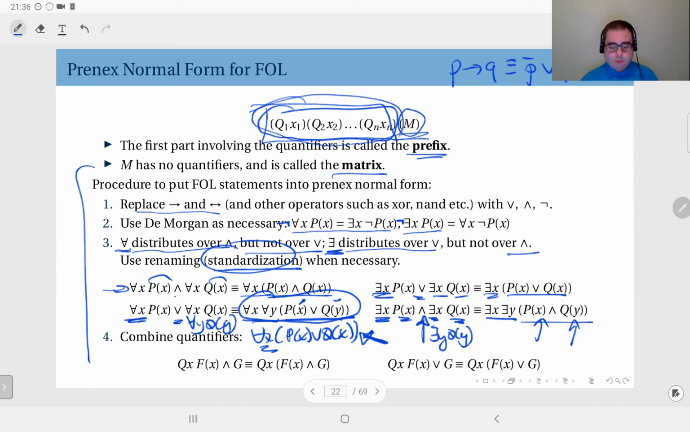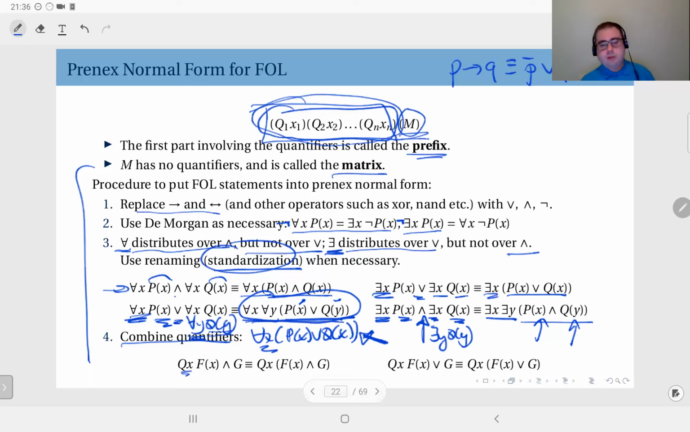Finally, the last step, you combine quantifiers at the left-hand side, and as we have just seen, you can collect statements within quantifiers if the variables do not match. For instance, you have for all x p of x or for all y q of y, you just put the two quantifiers at the left, since this for all x doesn't affect q of y, and since this for all y doesn't affect p of x, I can write them in this way. So that's in general given here.